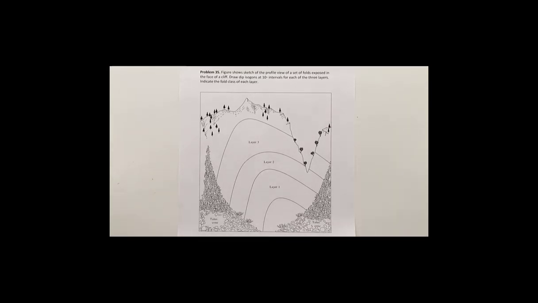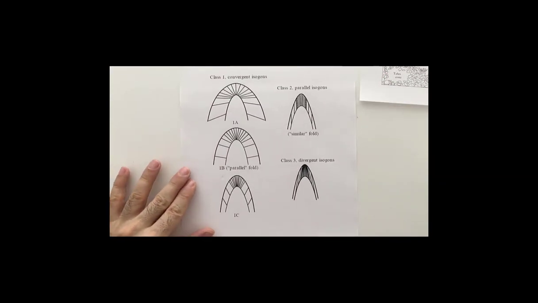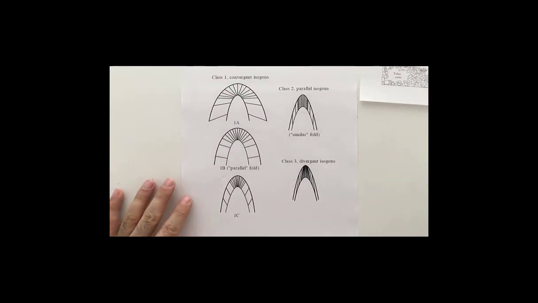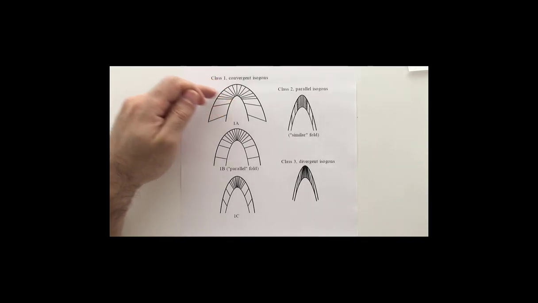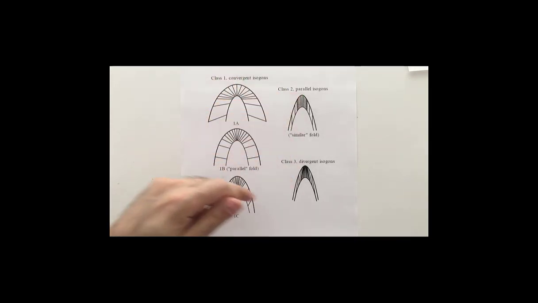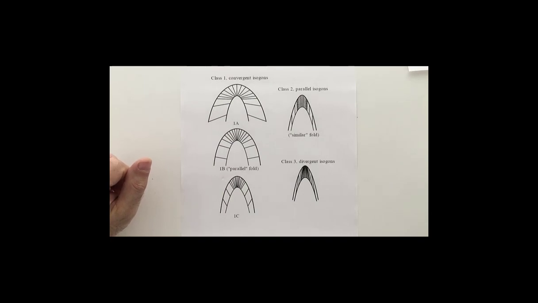In this example, we are going to find out what kind of folding we have in different layers based on the Ramsay classification. And as we know, the Ramsay classification is something like this. So you have three classes, class 1, 2, and 3. Based on the configuration of these isogons, we are able to categorize different folds.